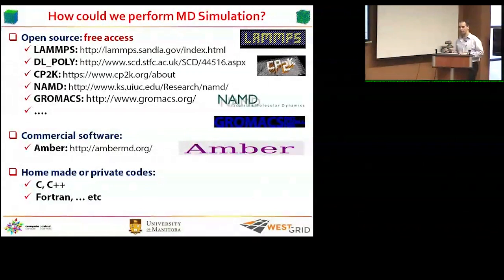Now, how to perform an MD simulation. To run an MD simulation, you need a program. There are many softwares. There are some softwares which are open source or free access, like LAMMPS, CP2K, NAMD, GROMACS, and so on. There are others also. There are also some commercial softwares. You have to pay for that, like Amber or something. You can also write your own code, homemade or private code using C, C++, Fortran, and so on.